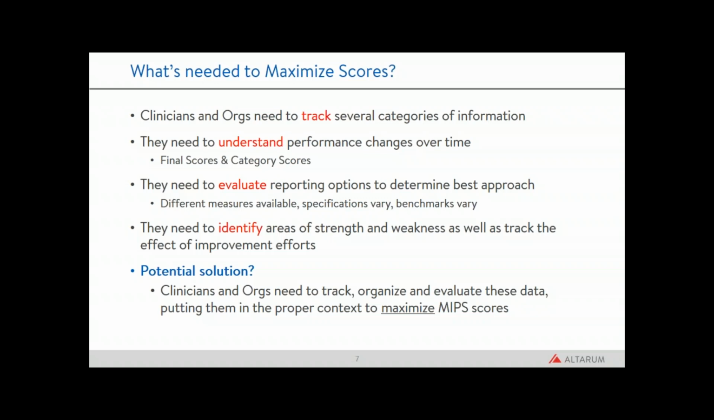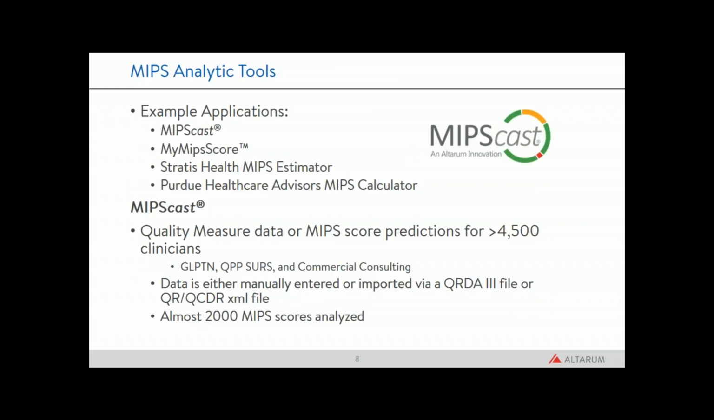So really then a potential solution, or one that we would highly recommend, is for those clinicians and orgs that need to do all of this and organize and evaluate this data, you need to be able to put them in the proper context to maximize those MIPS scores. So a potential solution then is to use some sort of data aggregator, some sort of program that can put all of this together for you.